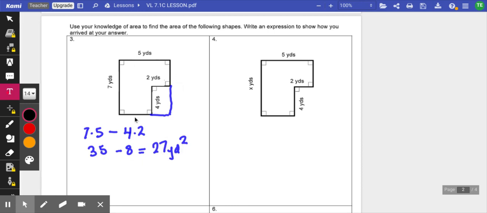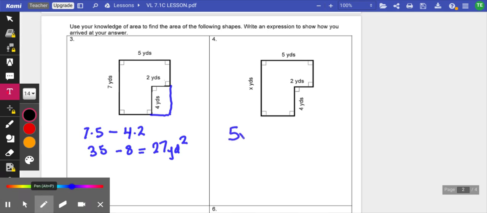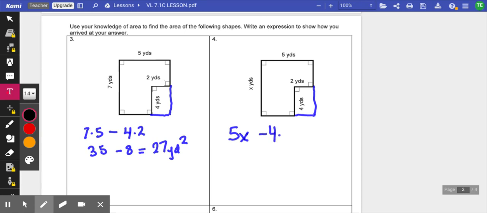Now, when I'm doing this, and now I have variables, I'm going to go through the same process. I'm not going to change my process. I'm just going to change what I'm writing down. So here, instead of 7 by 5 this time, it's x by 5. Not a problem. So I have 5 times x. And then I'm going to cut off this little part that's still 4 by 2. So minus 4 by 2. So here my expression is 5x minus 8 yards squared.